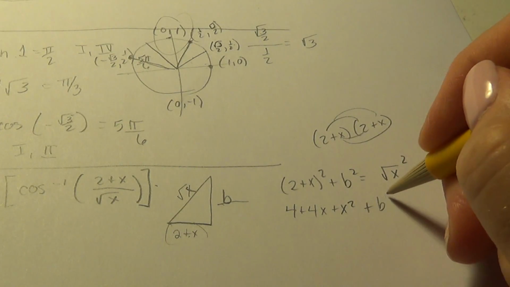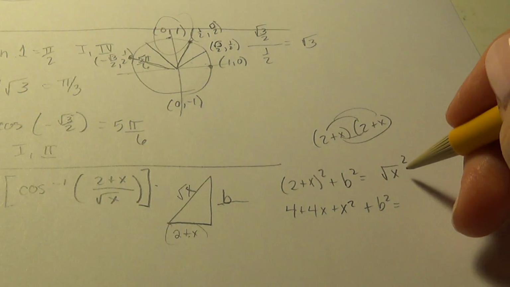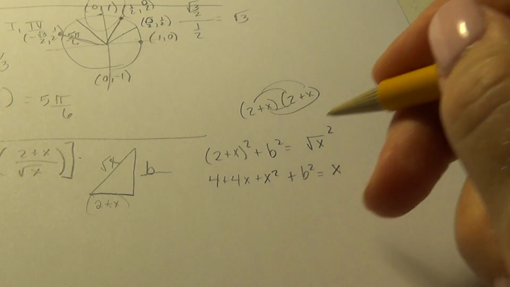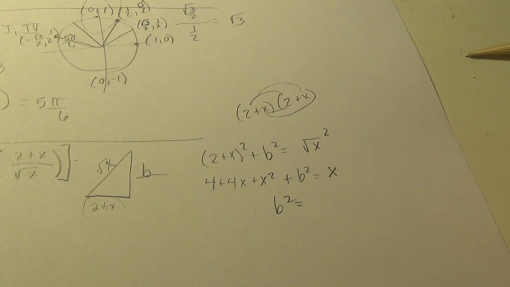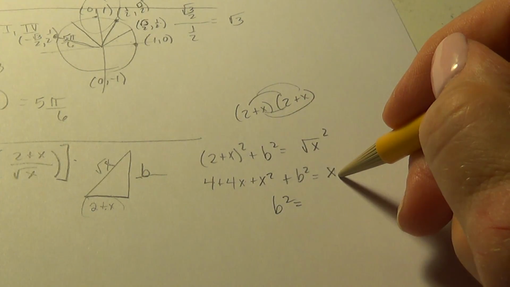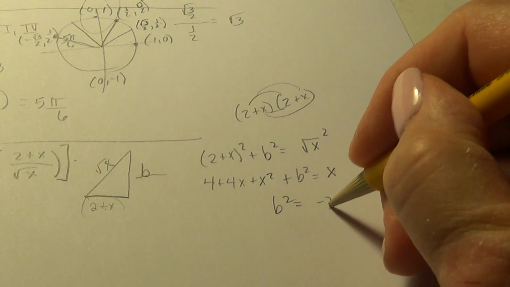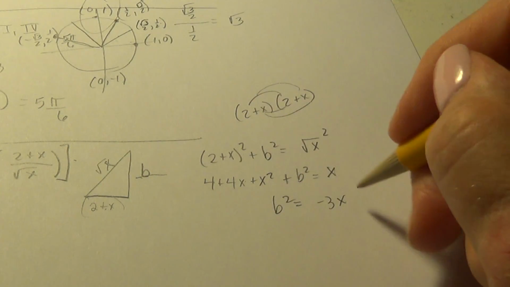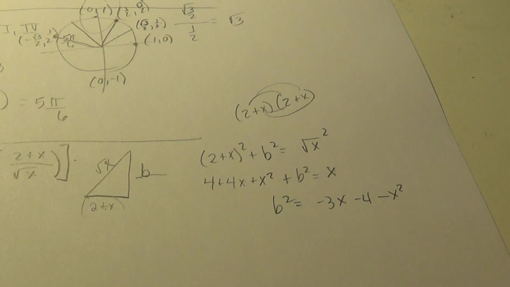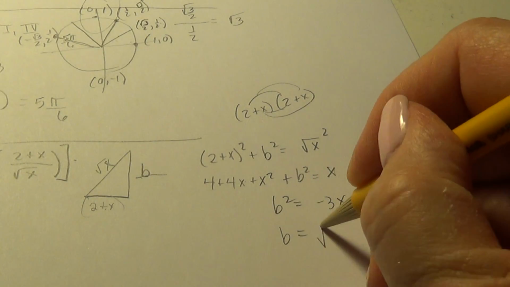Plus what we're looking for, b squared. And the square root squared is just an x. So you have to solve that for b. So I'll start with b squared. So I'll move everything over. The 4x will combine with the x to give you a minus 3x on this side, minus 4 minus x squared. And finally, b is the square root of that.